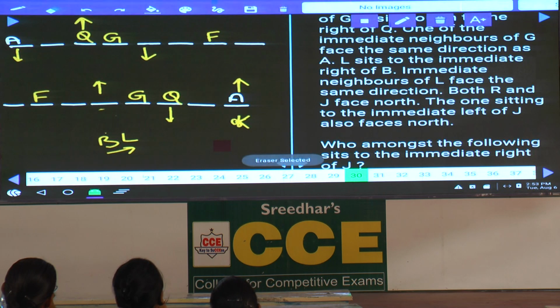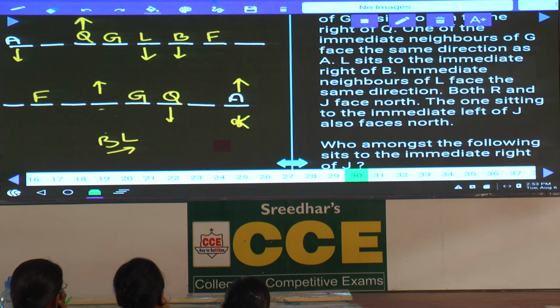Then L sits to the immediate right of B. Sorry, if B is here, then L and G must be in the same place, not possible. Are you following this one or not? Hence, as L cannot, B cannot be here, then B must be here. If B is here, L sits to the immediate right of B, then this B must be facing towards south. Then only L sits to the right of B is possible. Again, coming to this one, if you take B at this place, L sits to the immediate right of B is not possible. Hence, B is here, then L is here, and this B is facing towards north.